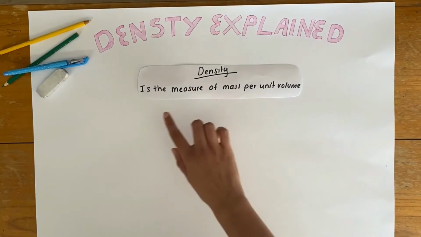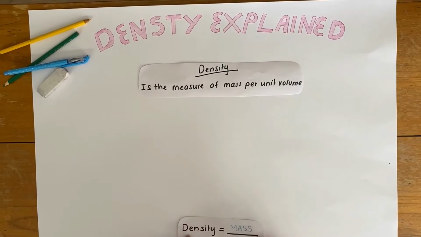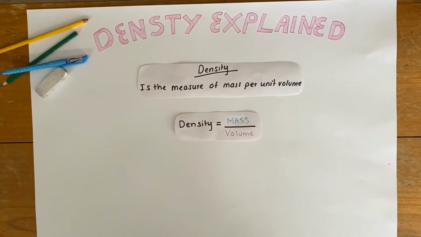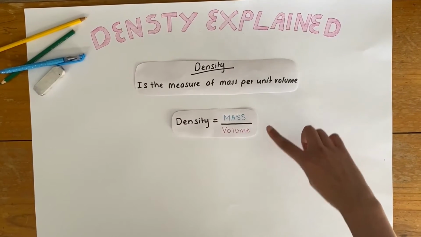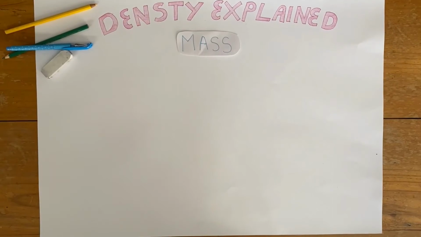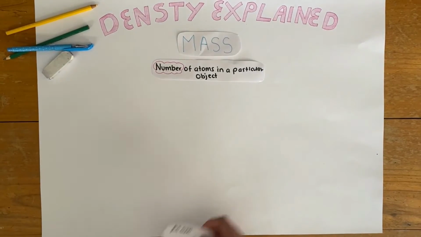Density is the measure of mass per unit volume. This means that density is how close together our atoms are in an object. This can be shown by this simple mathematics. Density is the mass divided by the volume. So what is mass? Mass is the number of atoms in a particular object.